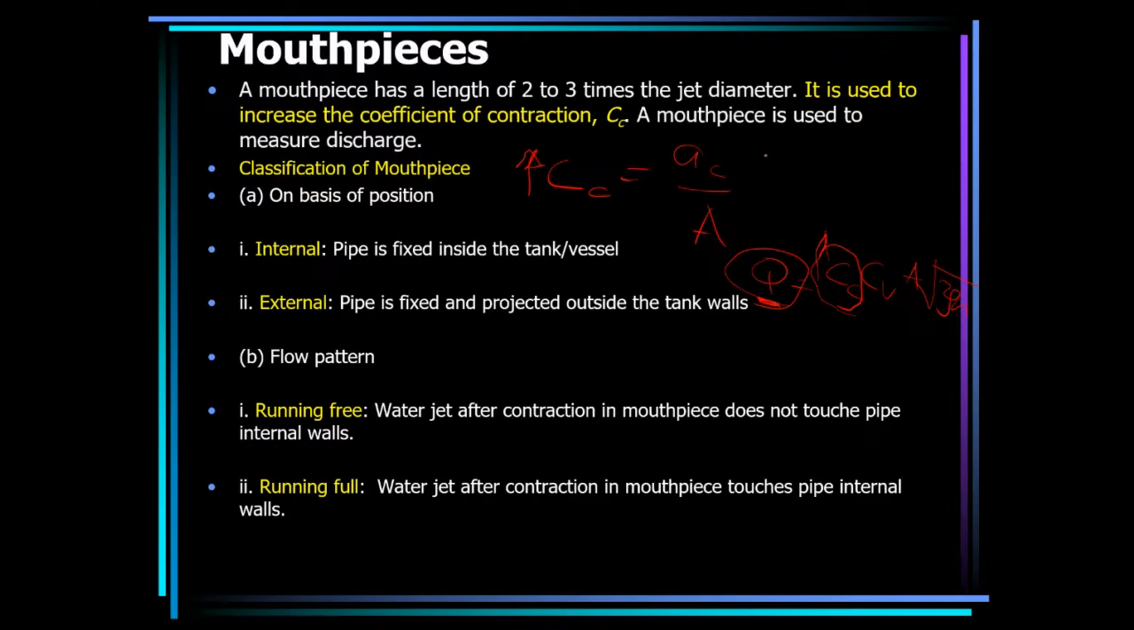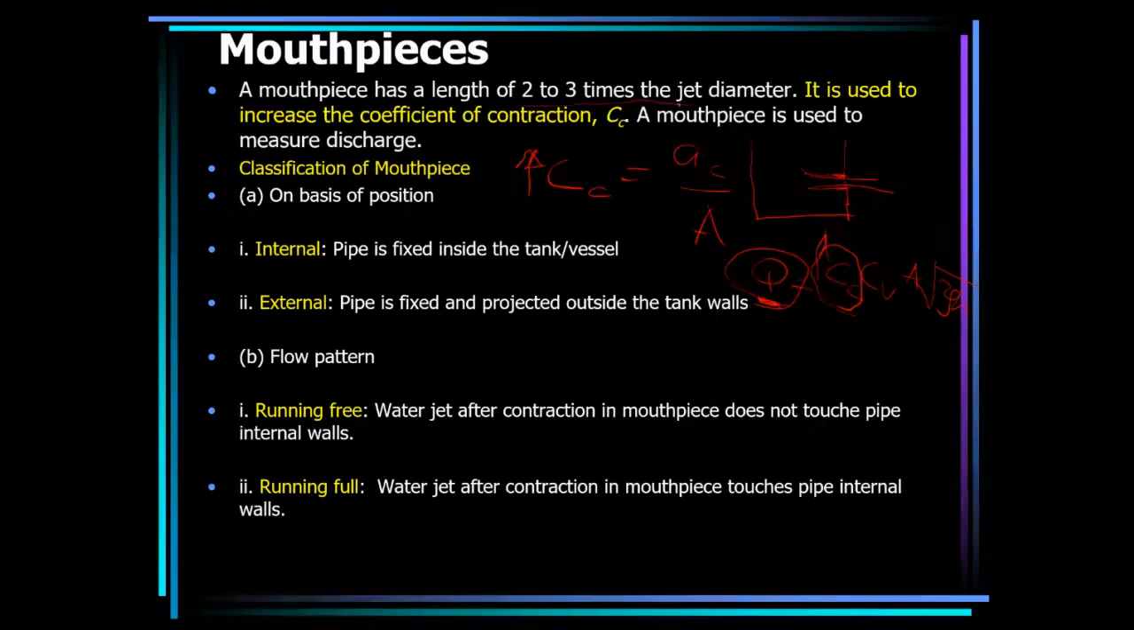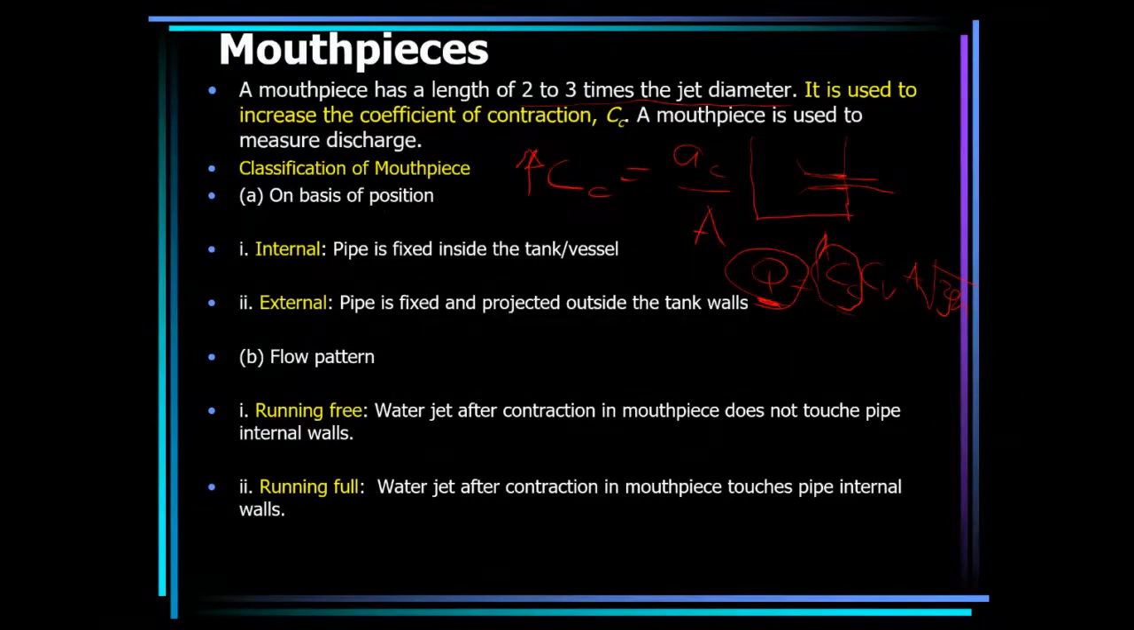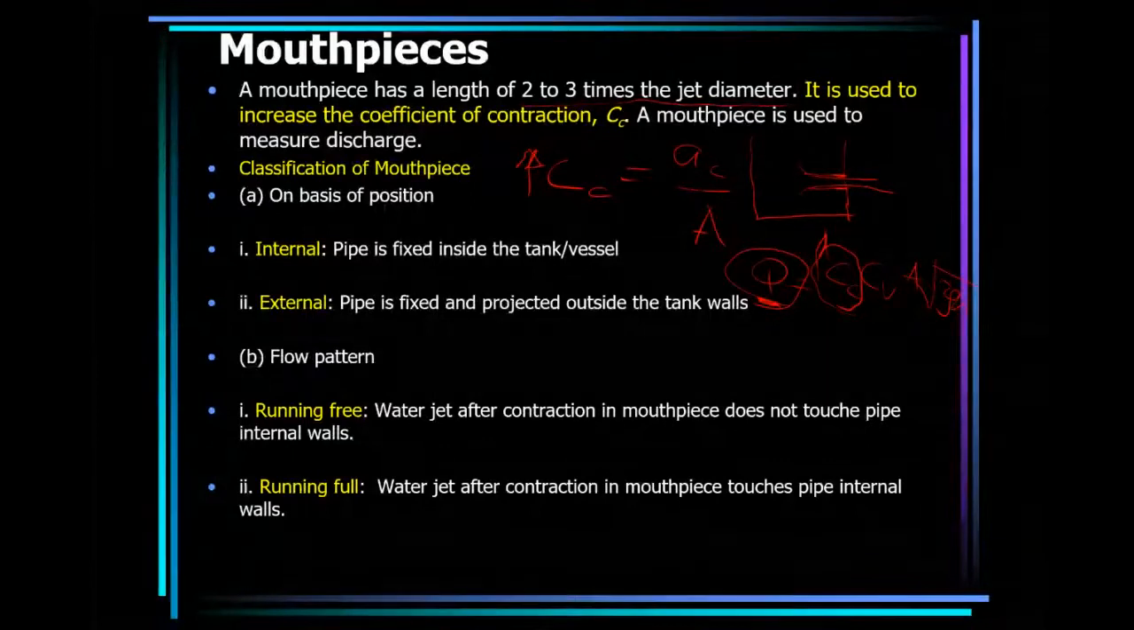For the internal, it will be something like this. You have the orifice, and you have a pipe inside. So water will be flowing outside. Understand? And the length of the pipe is what? 2 to 3 times the jet diameter. This is internal. And for the external, the pipe is fixed and projected outside the tank walls.